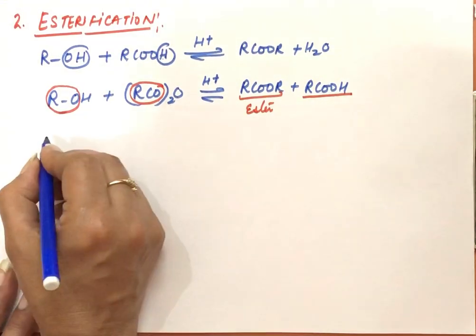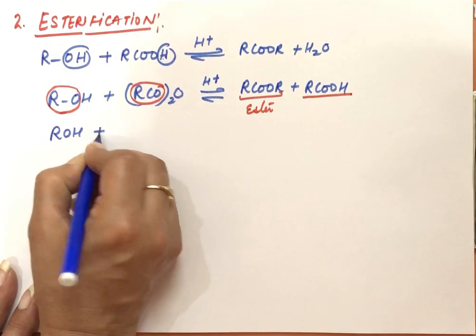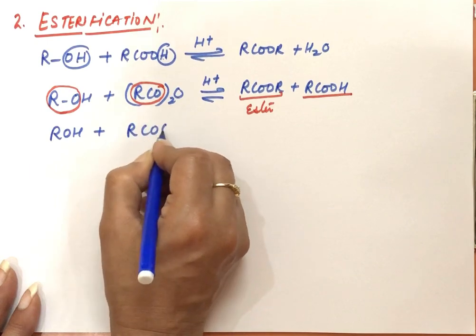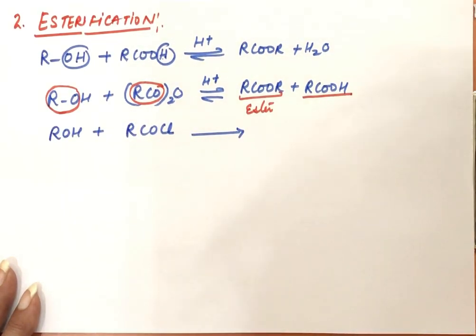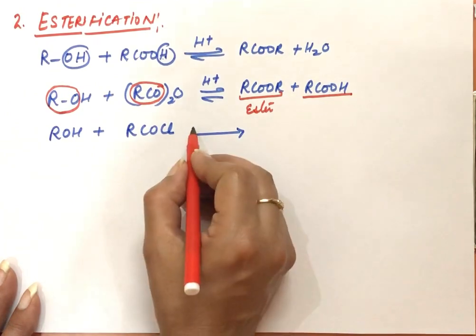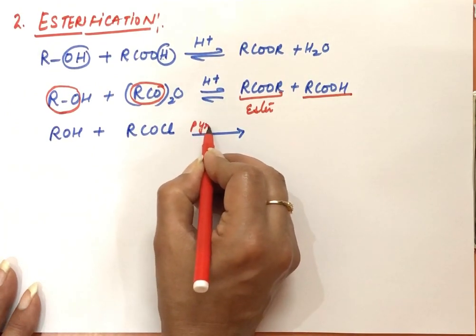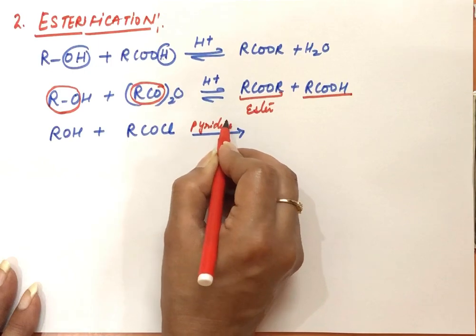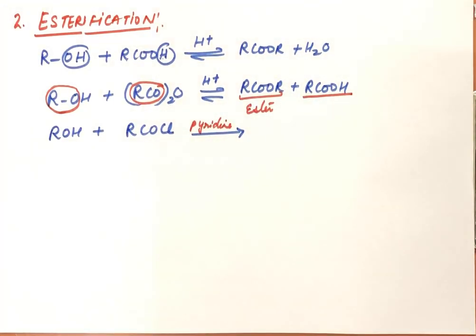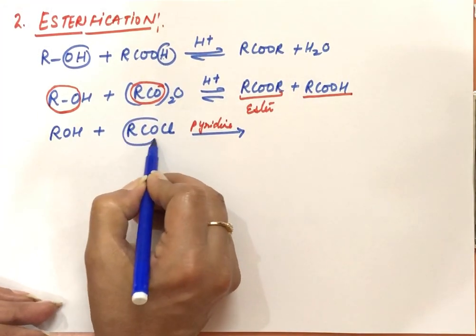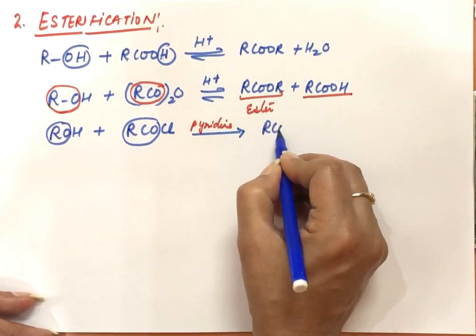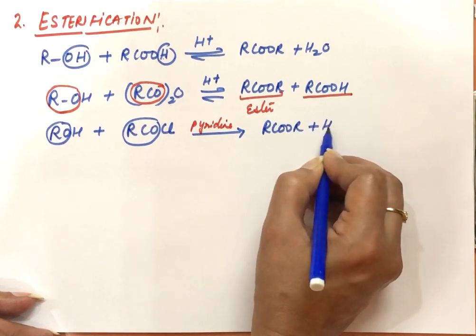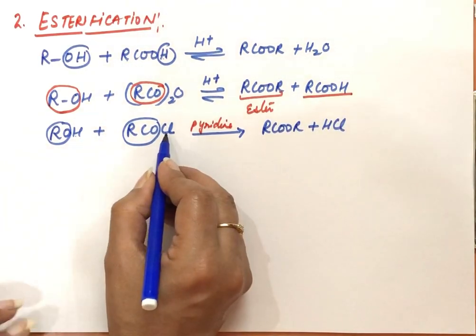Now third is if we react alcohols with acid chloride, then also there is ester formation. But the thing is that this reaction takes place in presence of a base, not an acid, and that base is pyridine. So in presence of pyridine, this reaction will take place, and this is RCOOR, ester, and what is left along with this is HCl, H and Cl.